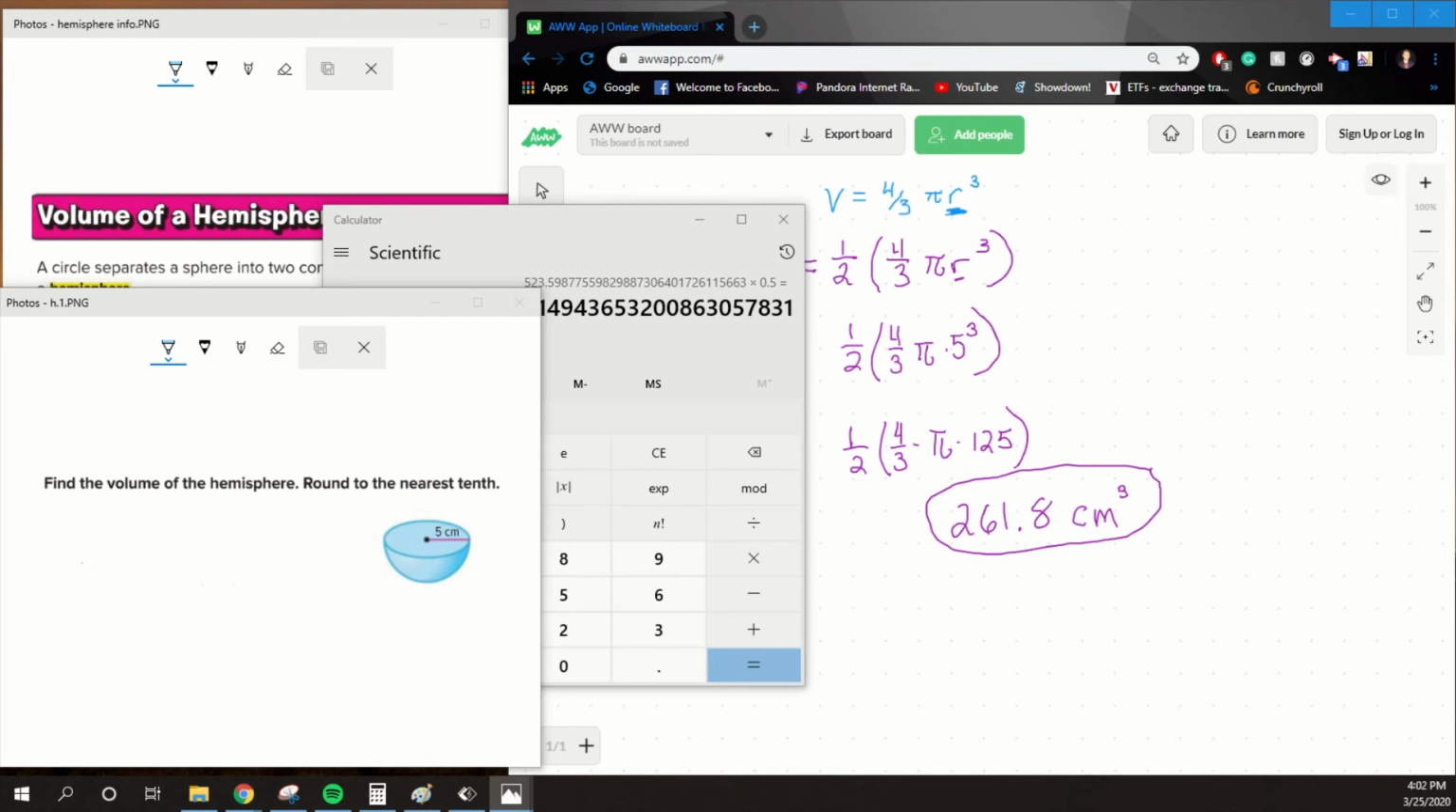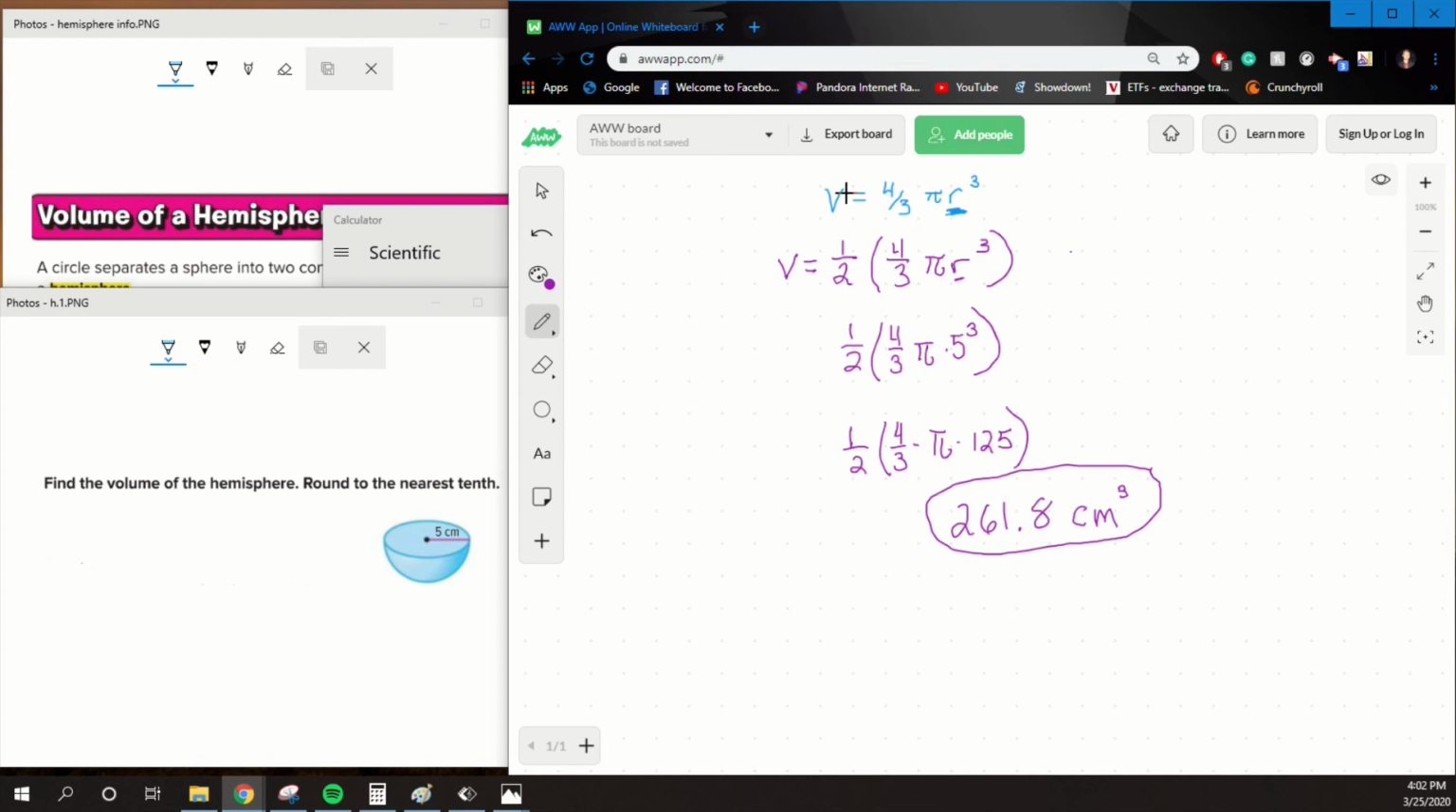So when we're talking about a hemisphere, we're just doing half of the actual formula for a sphere. Calculating the volume of a hemisphere is not given to you on a test. So you must know that if I am asking for the volume of a hemisphere, you are multiplying the volume of a sphere times 1/2. This is very important. Hint, hint, nudge, nudge.